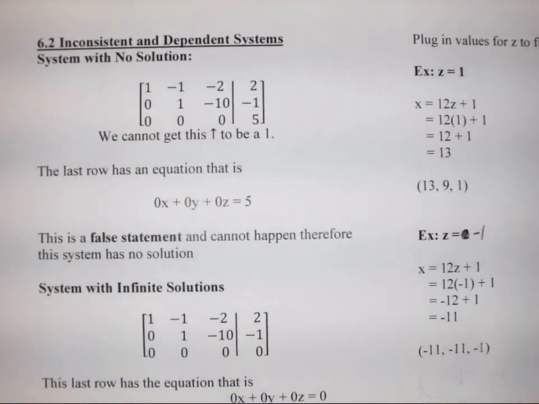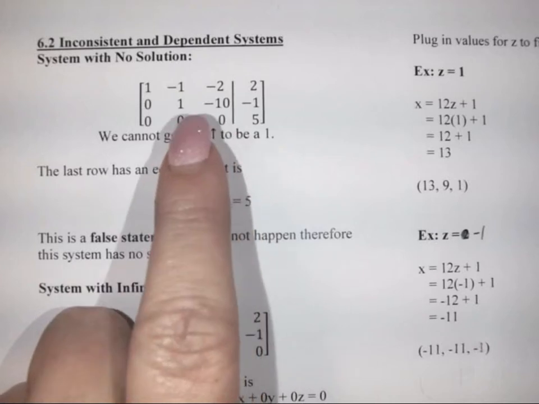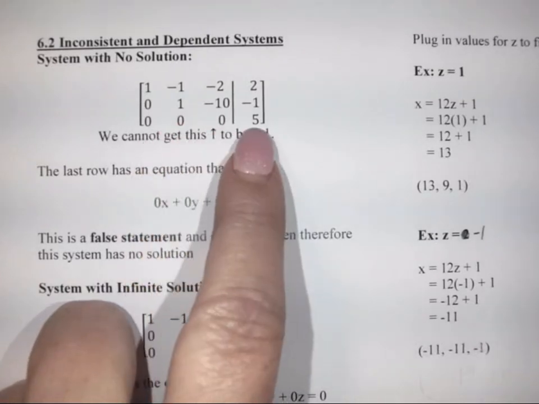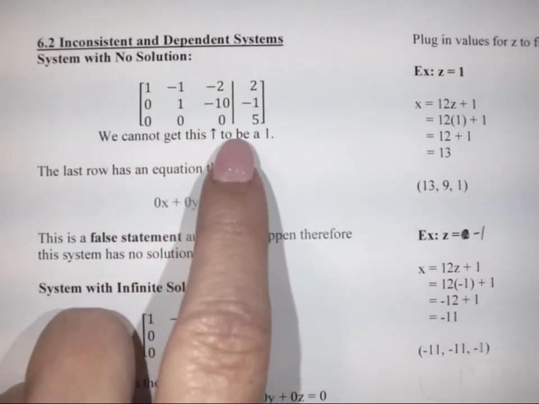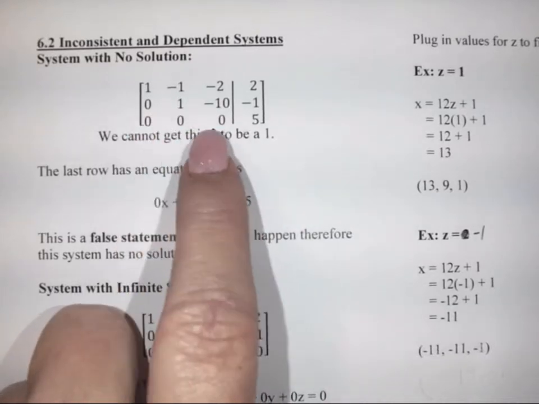And this is after we took a system, we made the matrix, we did all of the row work, and we got down to something that looks like this. If we get to something that looks like this, it can't happen. We can't get the 1 right there. We ended up with all zeros.